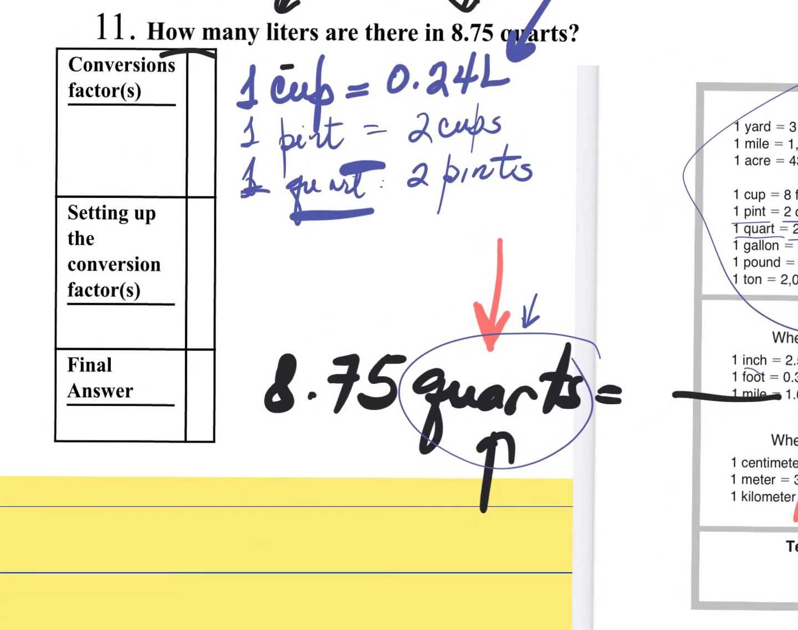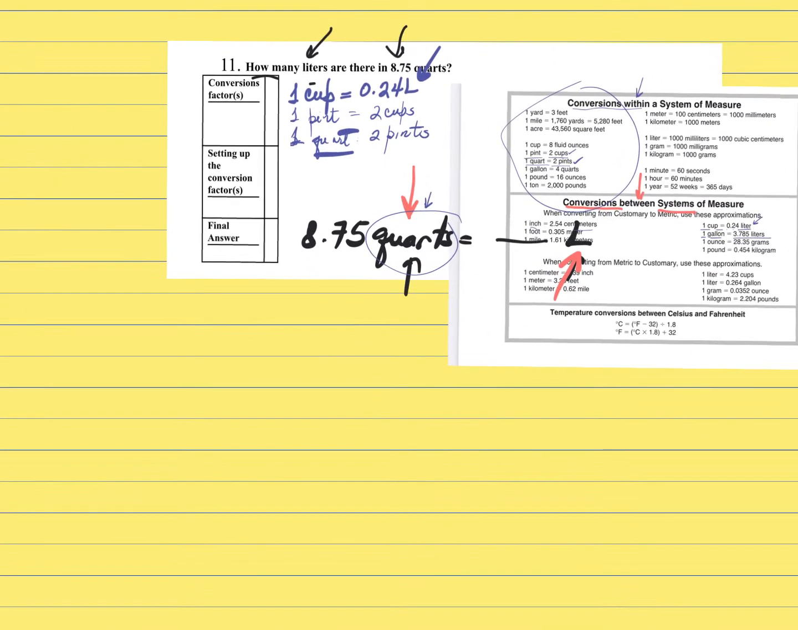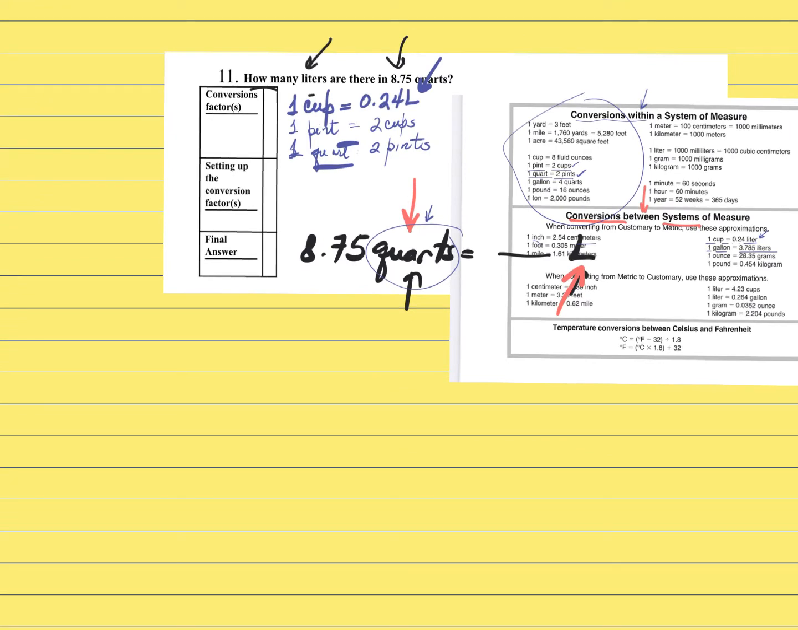After I have my conversion factors relating every unit of measurement, what is my next step? You have to set that up. See, that's step number 2. Set that up. Always you're going to start with whatever you have. And you have quarts. You're going to put it over 1.